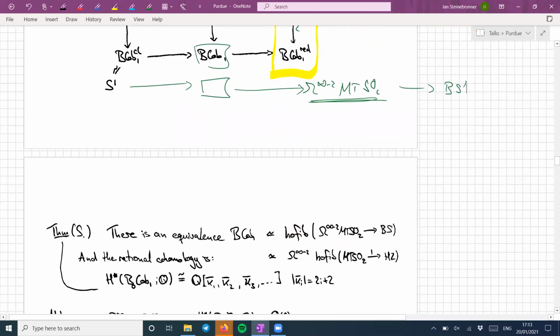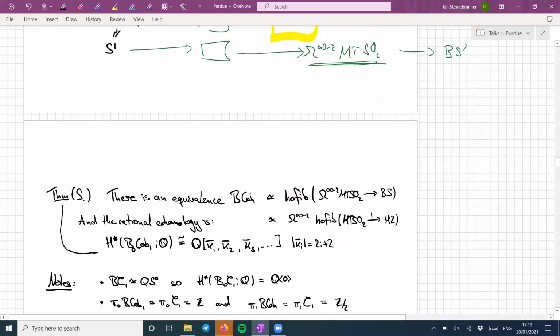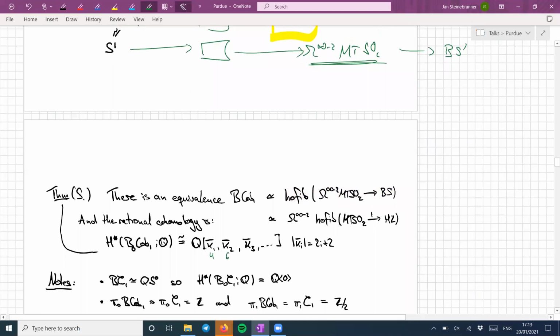And then by standard arguments, you can also just compute the rational cohomology if you like. And it's all of these kappa classes. Well, I'm calling them kappa classes because they also come from MTSO2. But it's important to note that they're actually in a different degree. So as I said before, they start in degree 4, 6, 8, and so on.